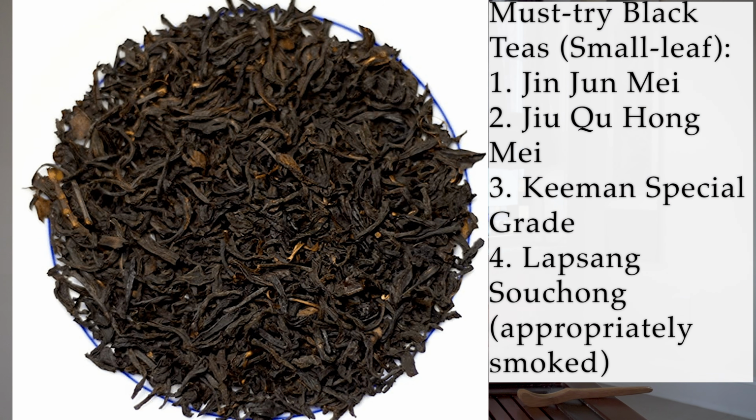Last but not least, we have a Lapsang Souchong. That's like a smoked black tea. Just like Keeman, huge variability in grade and quality with that. And the thing with that is that it's smoked. Some people like smoke, some people don't. Try to get one that's not crazy over the top smoky, or do if that's your thing. If you like the smell of a campfire, get yourself a super smoky Lapsang, but those are probably the notable ones.